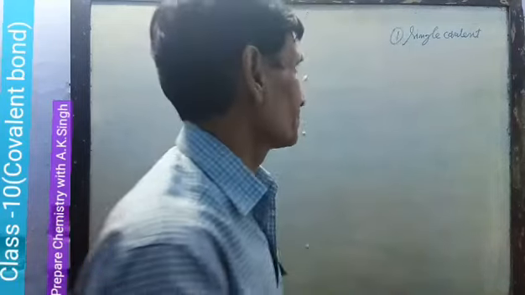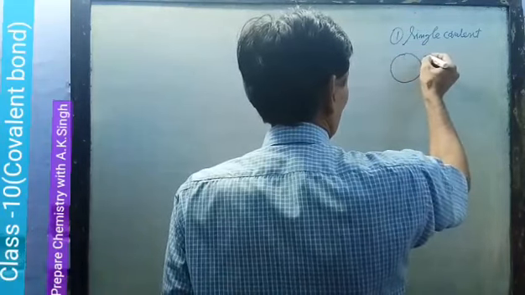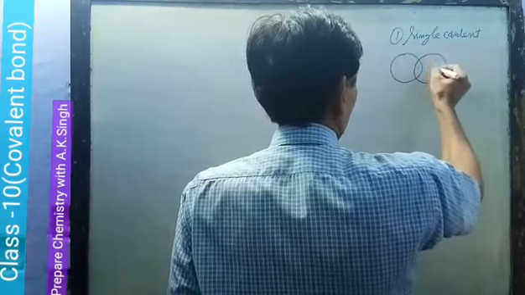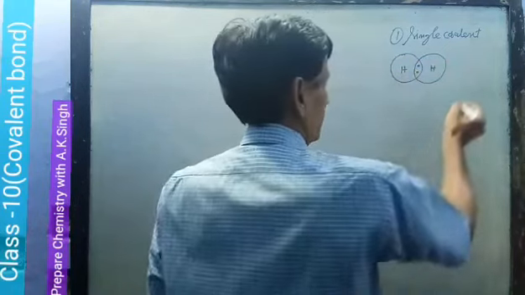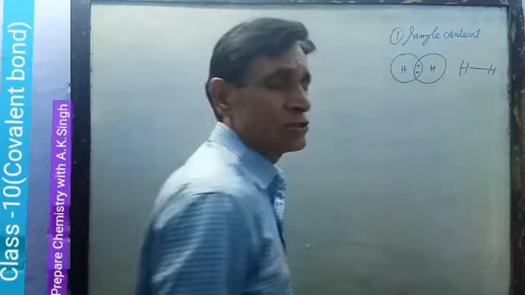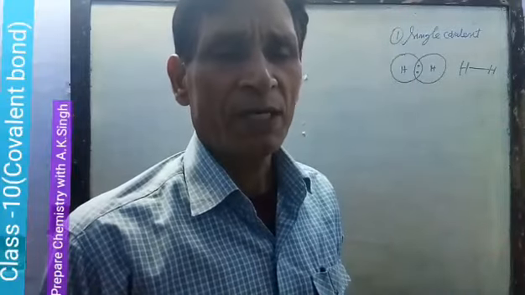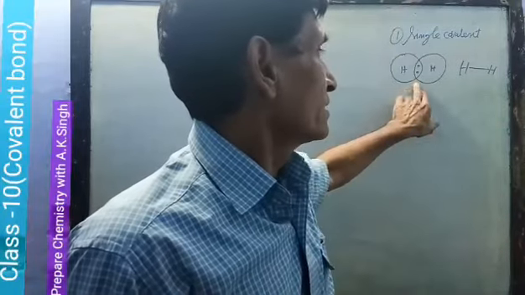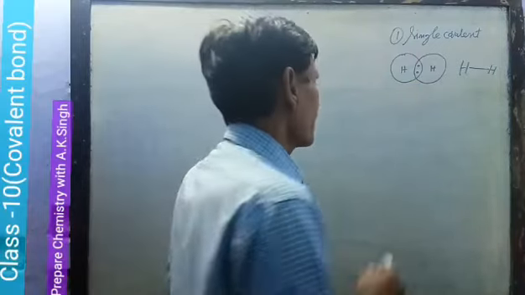See the example. Like hydrogen has one electron in the outermost shell. Another hydrogen forms a bond. Single covalent bond is represented by one short line between the two combining atoms. Like this. One more example, chlorine.